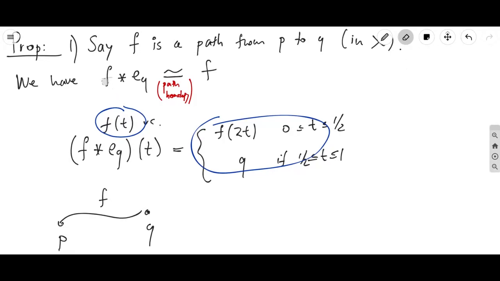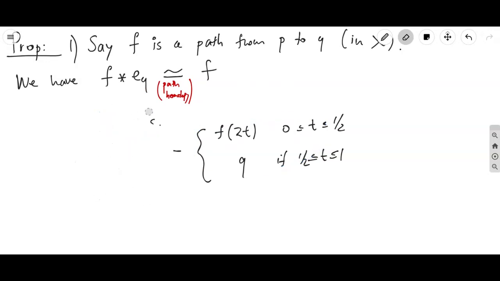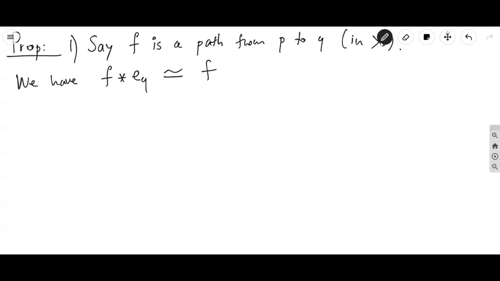And by the way, this makes sense because F is a path from P to Q, and EQ stays at Q. So juxtaposition makes sense. The one on the right has to begin where the one on the left finishes. F finishes at Q, and EQ begins and ends at Q. So this makes sense. We have this one, and we have another homotopy the other way around. If you do EP first, and then you juxtapose with F, that would be homotopic with F. So that's what we have.